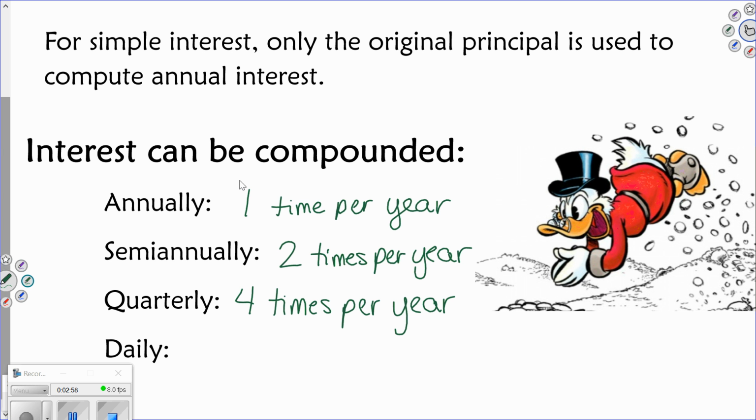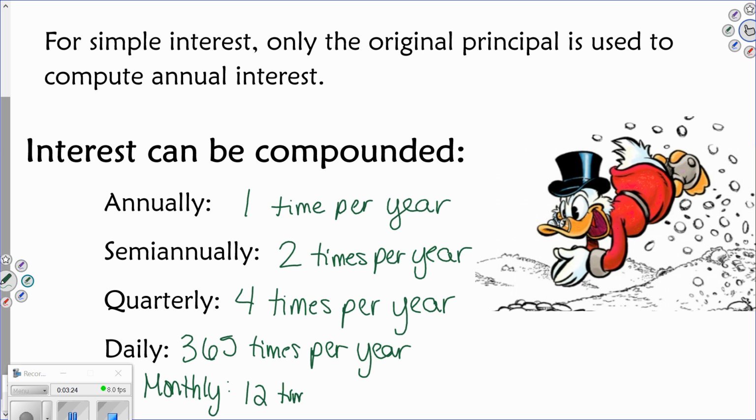And then daily. How many days in a year? 365. So that means every day the amount of interest you earn gets added on, and then that's your new balance that keeps getting added onto. One other one I forgot to put on here is monthly, which would be 12 times per year.